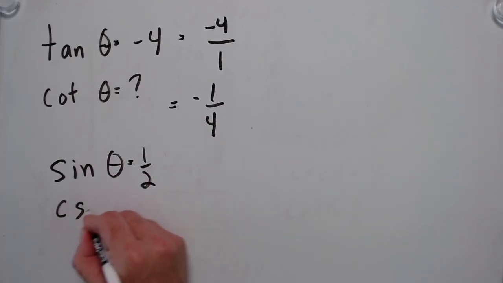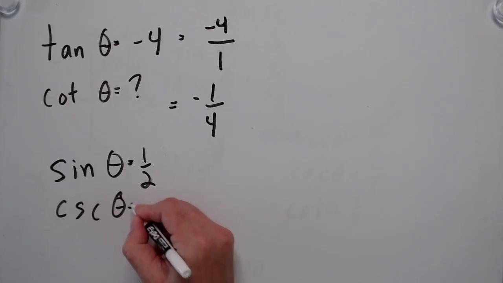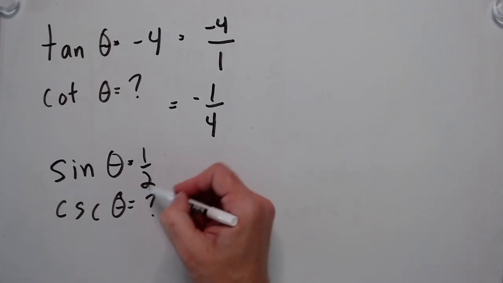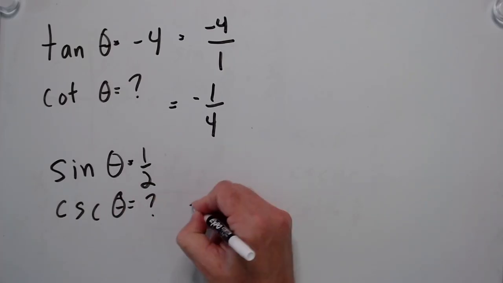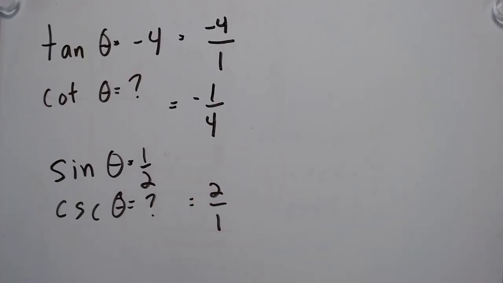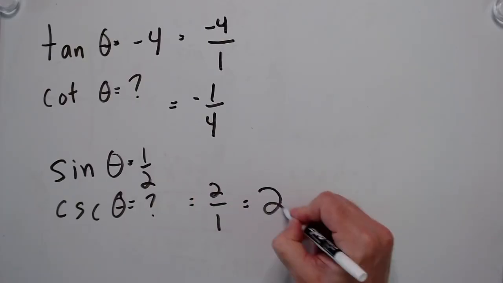And likewise, let's say we have the sine of theta is equal to 1/2. What is the cosecant of theta equal to? Again, we're taking the reciprocal of this number. So this would be equal to 2 over 1. But we could just rewrite this as 2.